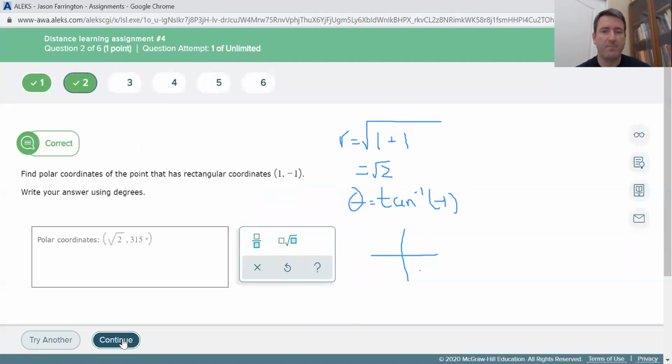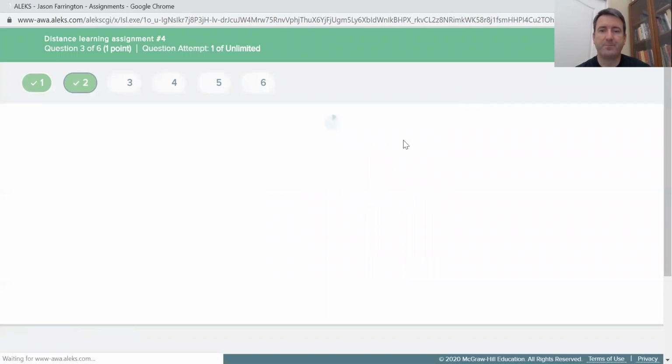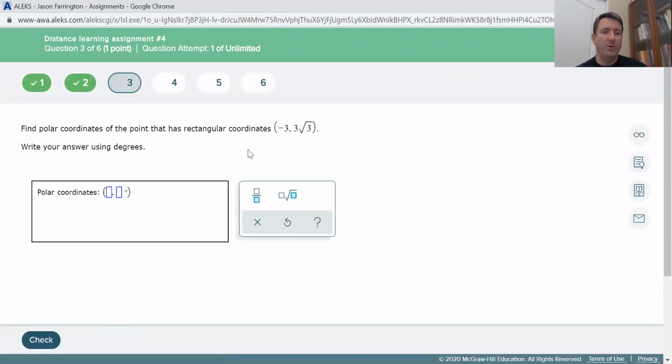All right. Number 3. Find polar coordinates of the point that has rectangular coordinates -3, 3 square root of 3. So again, r is equal to the square root of -3 squared, which is 9, plus 3 square root of 3 squared. Well, 3 squared is 9. Square root of 3 squared is 3. 9 times 3 is 27. So this is going to give us the square root of 9 plus 27.